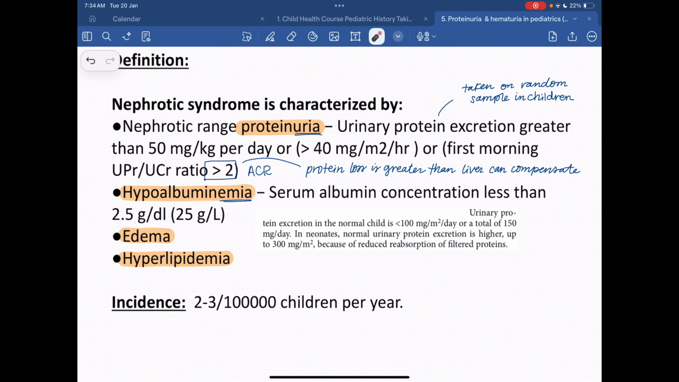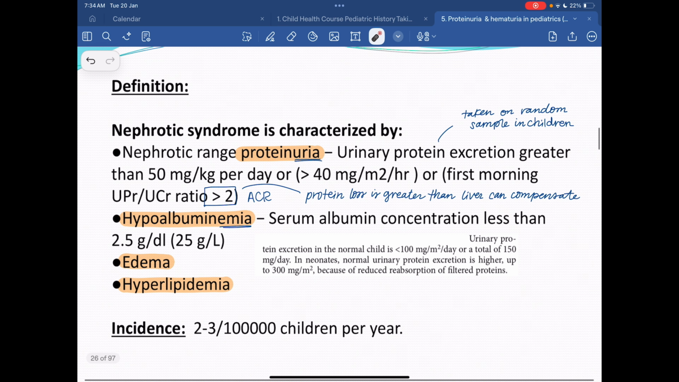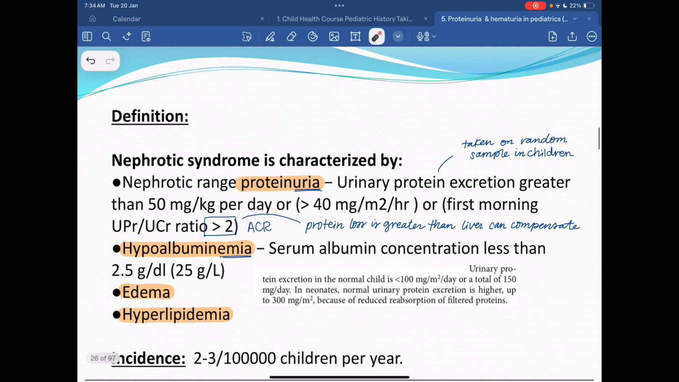So we have either this or this, or a first morning urine protein creatinine ratio of more than 2. In glomerular we said the important thing is that it be more than 1. Here it's specifically more than 2, meaning here it's a lot. Why would it be more than 2? This is because the protein loss is greater than the liver can compensate.